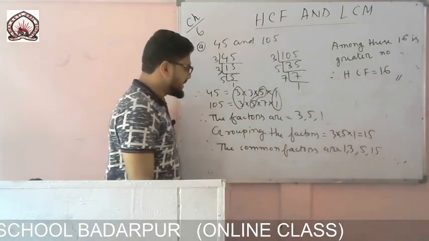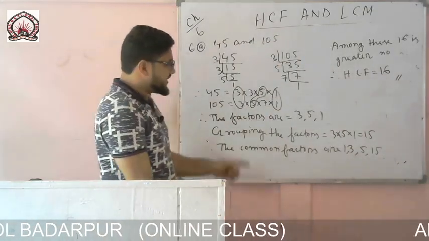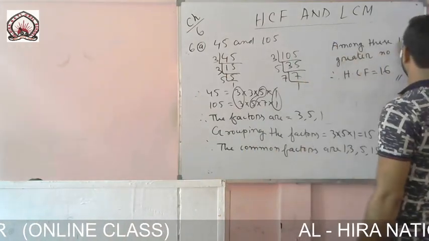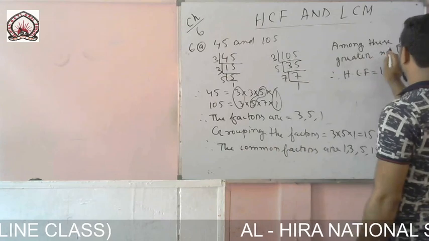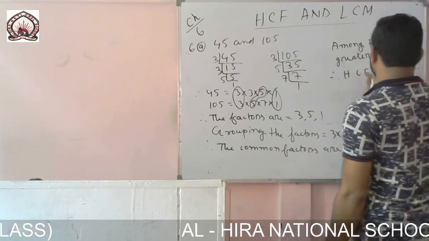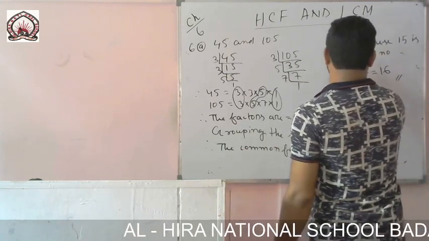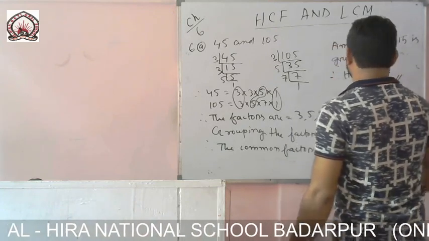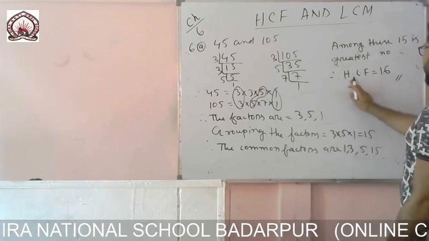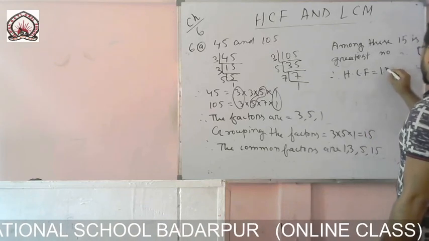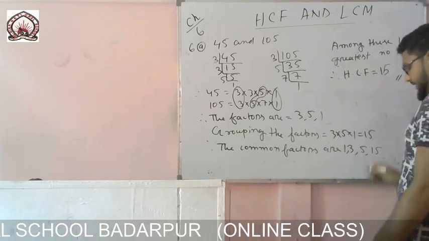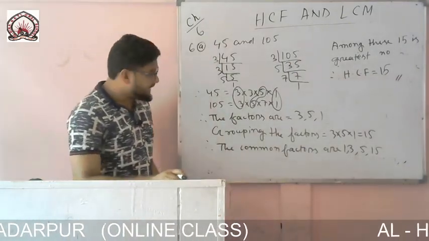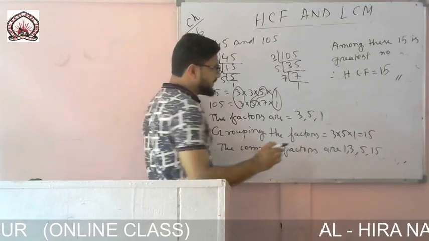Okay. So write among these, 15 is the what? So here you write, among these 15 is the greatest. You write greatest. 15 is the greatest number. Therefore HCF equals to what? HCF equals to 15. 15 is the greatest number. Therefore HCF equals to 15.